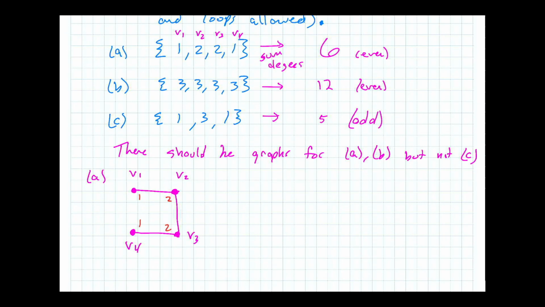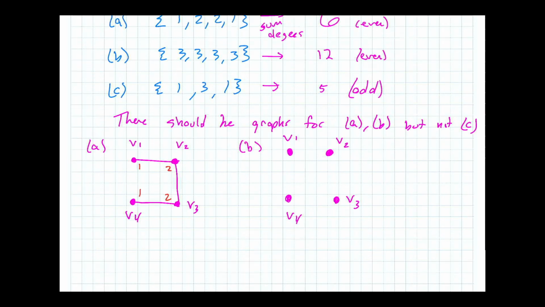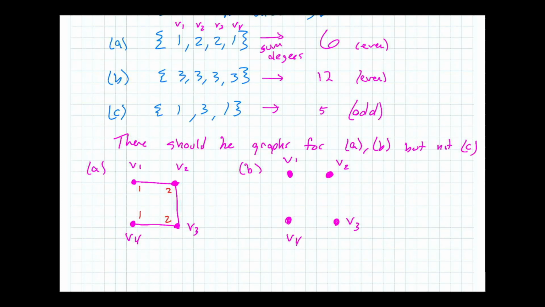But this should be true for the next graph as well. We should be able to draw it. So let's try it. 1, 2, 3, 4. Again, let's just call them V1, V2, V3, V4. Let's try to draw these. So I'm going to try to avoid multiple edges if I can, and loops if I can. I kind of use loops to fix things at the end if I need to.